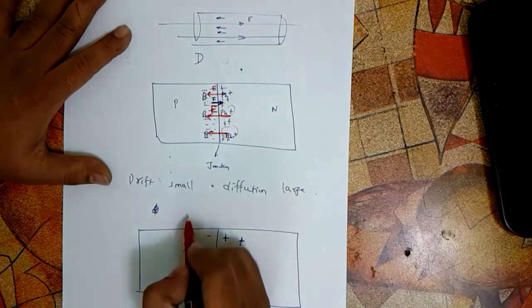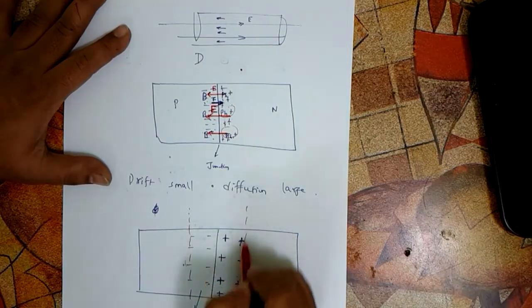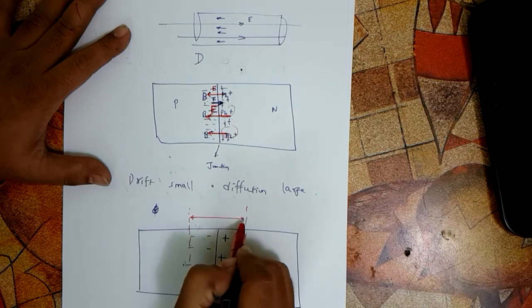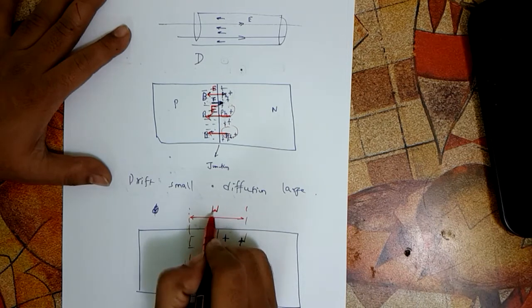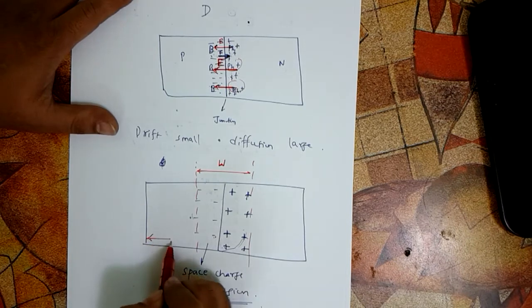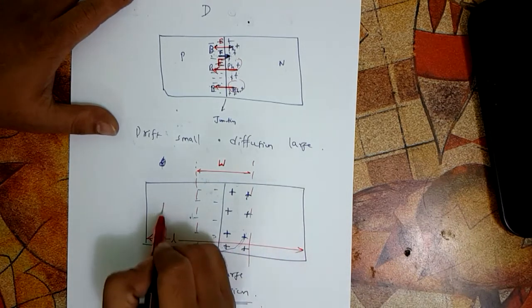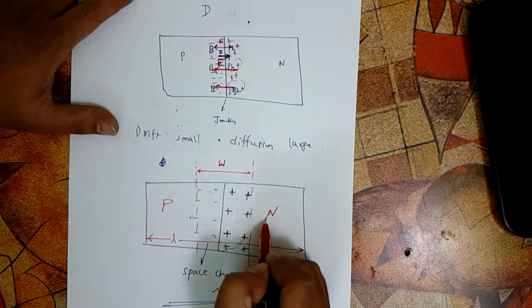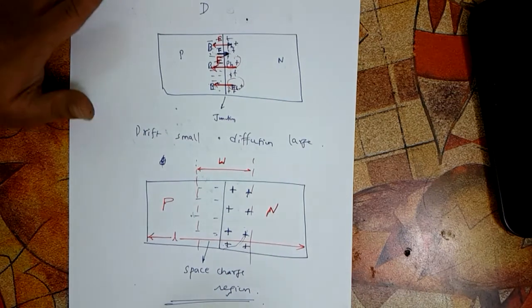Now remember that the diffusion and drift actually happen near the junction here, and there is something called the width of the depletion region, this one. Let's represent it by W. Now this width of the depletion region is quite small as compared to the total length here. So this is the p type, this is n type.